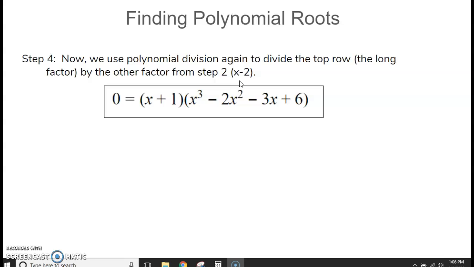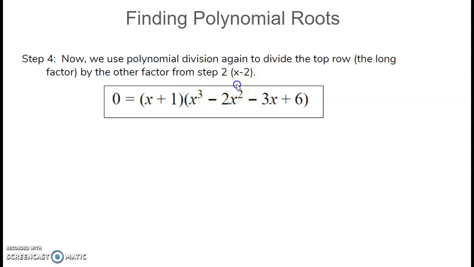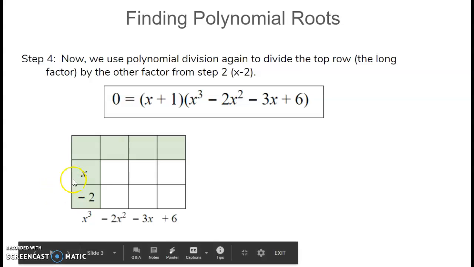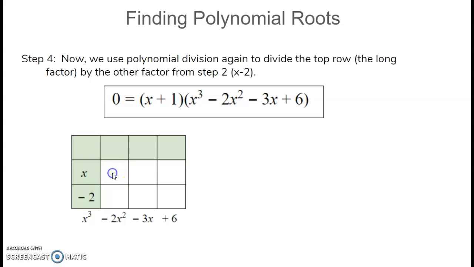If you had used the x minus 2 first, you would be using the x plus 1 now. But we already used the x plus 1, so we're going to use x minus 2. So here's my Polyducal box. I have x minus 2 on the left. This time I have the x cubed part down at the bottom. There are 4 terms, so I have 4 columns. The x cubed goes into the middle again.